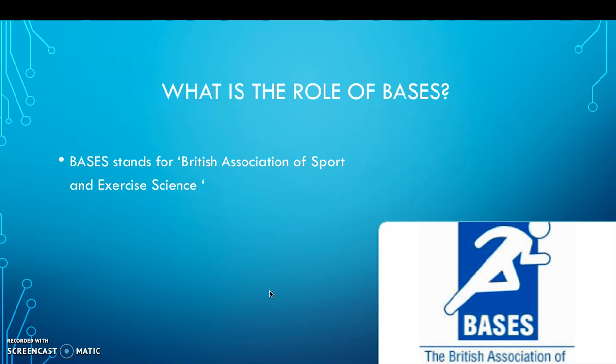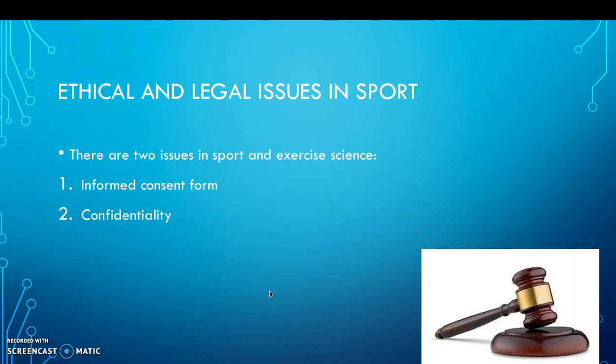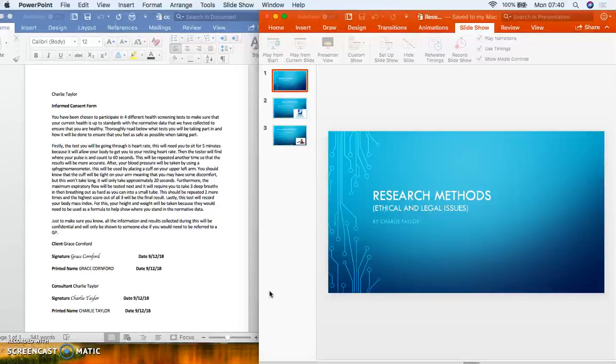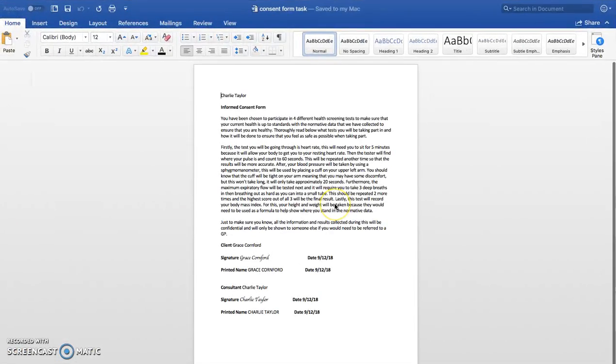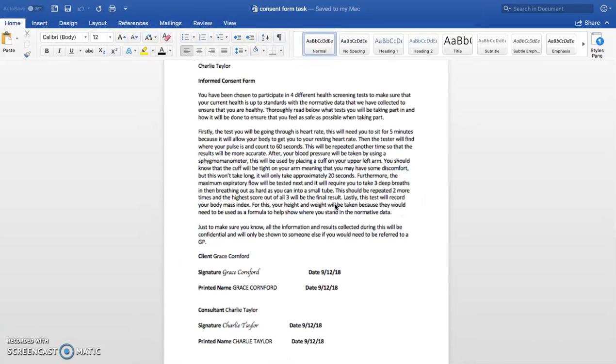The definition of legal is when something is allowed by the law, and the definition of ethical is the difference between wrong and right, such as morals. There are two ethical and legal issues in sport and exercise science, which are an informed consent form and confidentiality. So firstly, I'm going to talk about the informed consent form. This is one that I have done as an example.